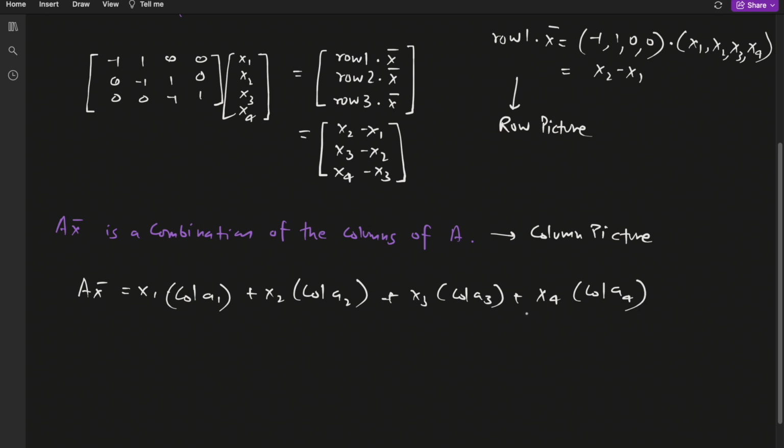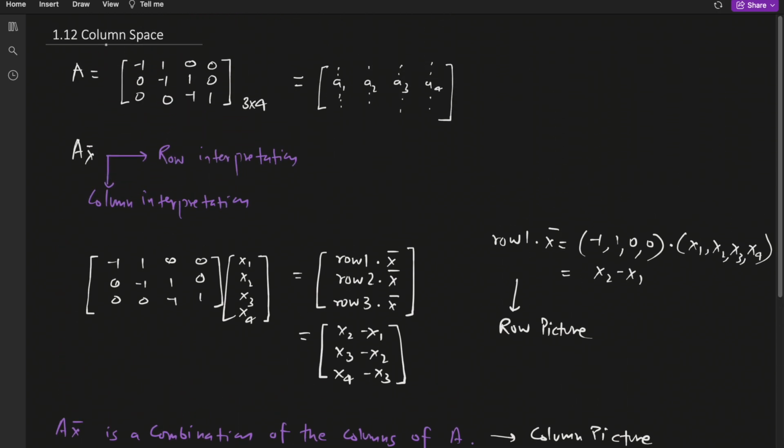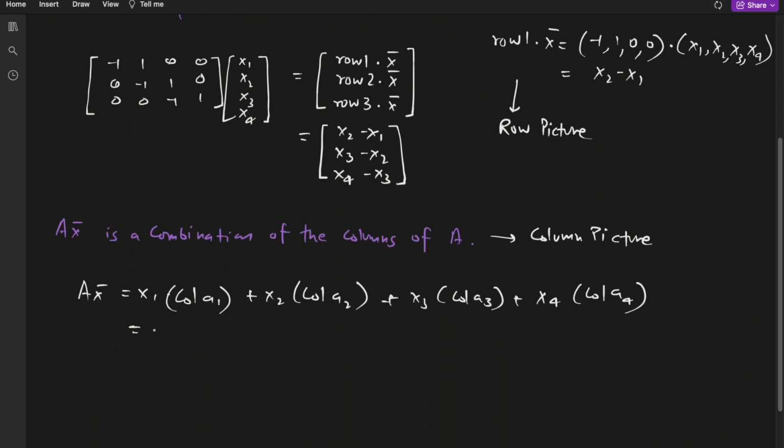Here x1, x2, x3, x4 are components of vector x, so these are nothing but scalars. But column A1, column A2, column A3 are column vectors, so these are not normal scalars. These are vectors. So this is a scalar vector product: x1 is the scalar, then you have the A1 column vector. x2 is the scalar, then you have the A2 column vector. x3 is the scalar, then you have the A3 column vector. And x4 is the scalar, then you have the A4 column vector.